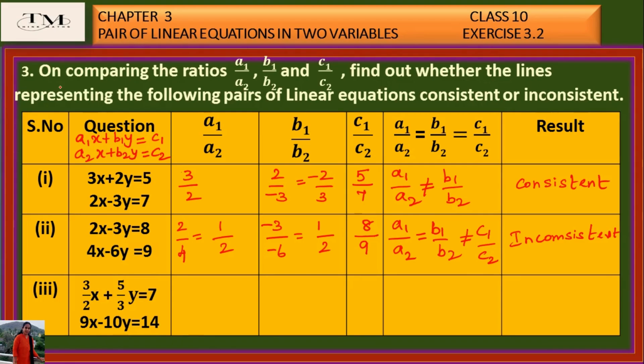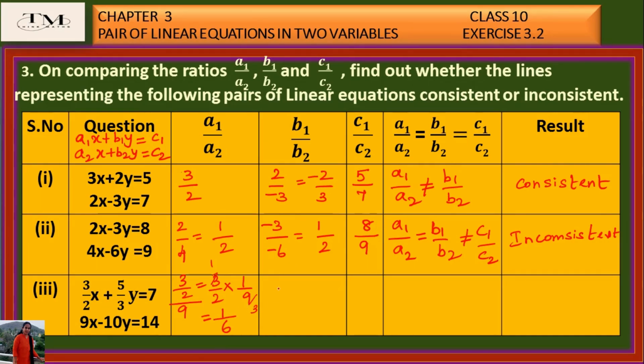Third problem, it is 3 by 2x plus 5 by 3y equal to 7, 9x minus 10y equal to 40. So A1 by A2. So A1 is 3 by 2 and A2 is 9. So this can be written as 3 by 2 into division. When we take the product, it will inverse. So 9 by 1 will change to 1 by 9. So 1 3s are 3 and 3 3s are 9. So in the denominator, it is 1 into 1, 1. In numerator, 1 into 1, 1. In denominator, 2 into 3, 6. So answer is 1 by 6.